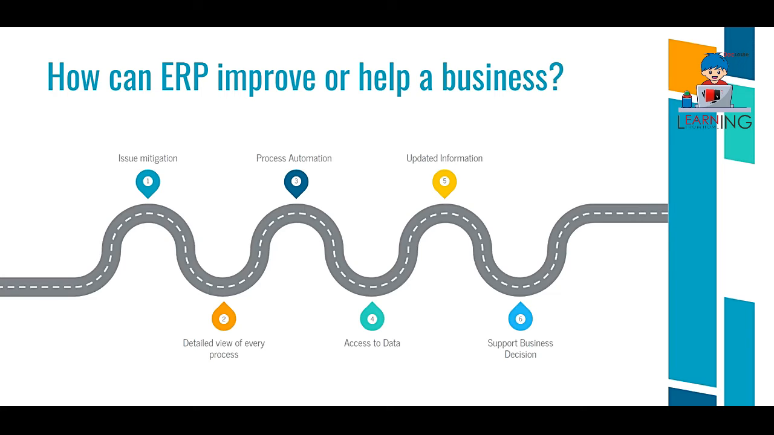Number 2, detailed view of every process. Just imagine, in real time, nakikita mo on what needs to be processed, on what is currently happening, on what is supposed to be delivered within the specific deadline or date. Maganda pa dito is the process automation. It is very, very important na makita natin because hindi naman tayo gising 24/7 and things need to get processed kahit paanong oras, whether it's a holiday, a weekend. Napaka-importante.